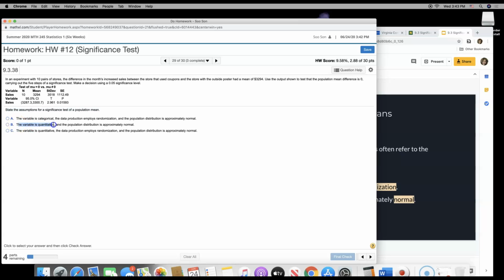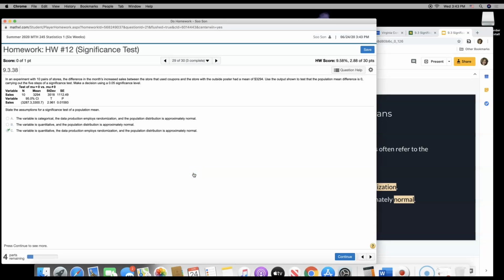The variable is quantitative. Yes. Population distribution is approximately normal. So that's something that we need to assume. But there's missing one thing. They need to also mention the word randomization. So I think C is it. C must be it. The variable is quantitative. Yes. We needed that. Data production employs randomization, and population distribution is approximately normal. This is straight from my slide. All right, so check. Awesome.